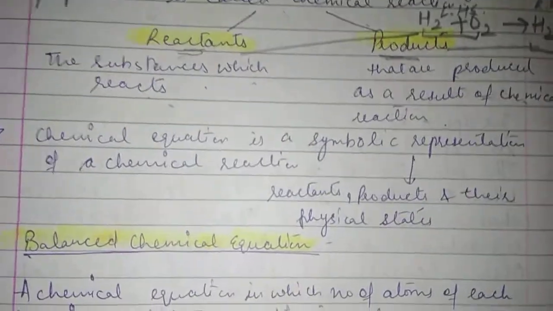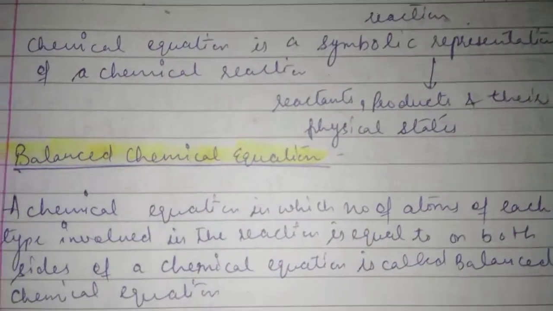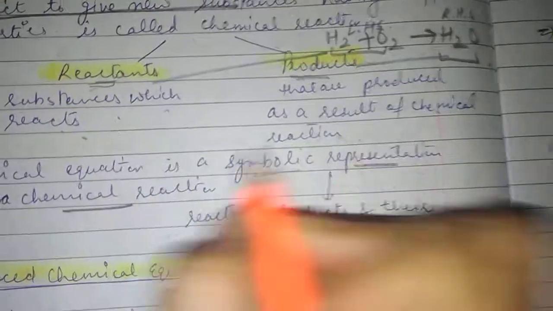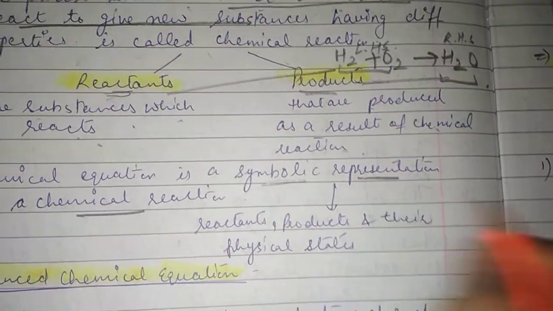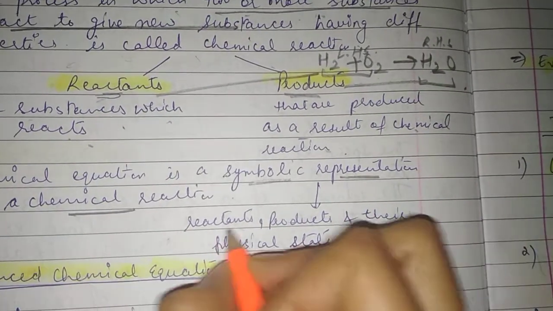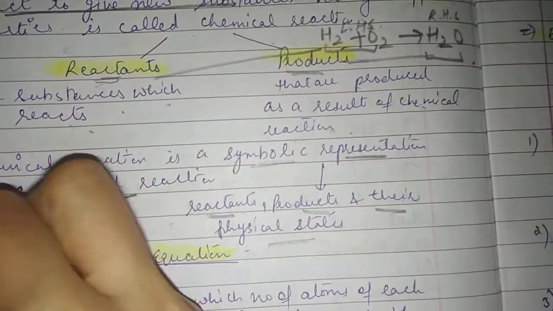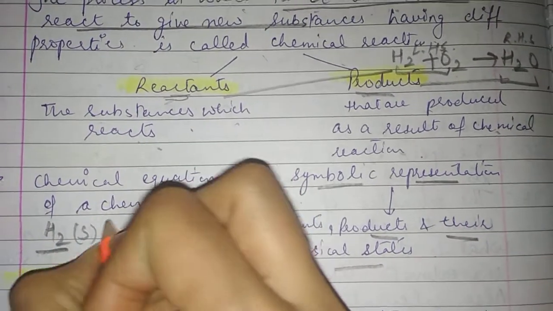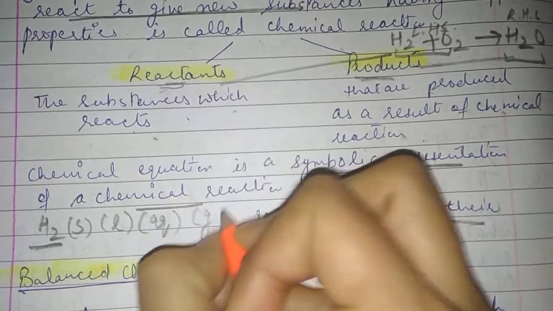Now the chemical equation, as the name of the chapter is chemical reactions and equations. A chemical equation is a symbolic representation of a chemical reaction, showing reactants, products and their physical state. For example, hydrogen, whether it is in solid, liquid, aqueous or gas state.